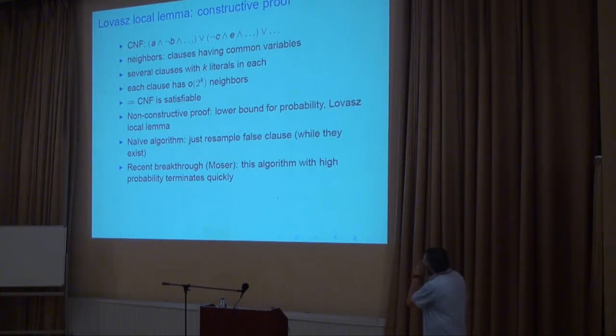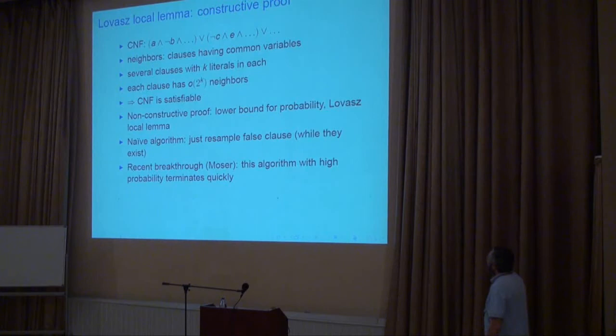And neighbors are the clauses which share some literal. And such a formula is always satisfiable, and there is a non-constructive proof given by Lovász's local lemma. But recently there was a kind of breakthrough, and it was a best paper of STOC, I think 2009, that you can just use a naive algorithm.